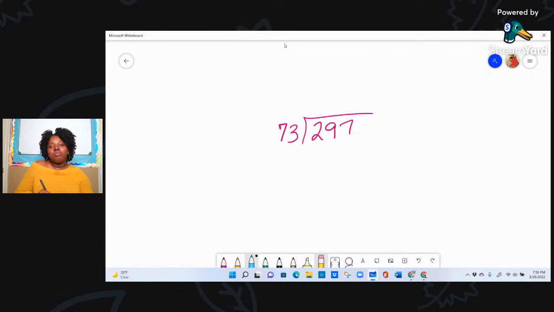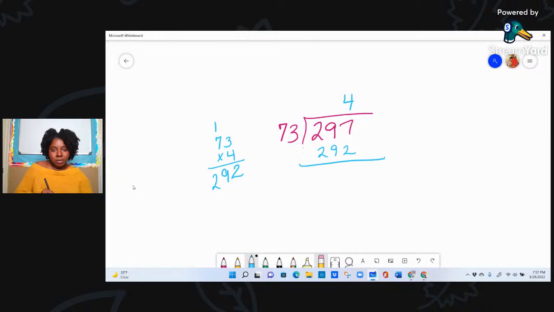Okay, so let's round it. 70 can go into 297 about 4 times, right? So if we're rounding, we'll turn that into 70. So let's start with 3. We're going to go 73 times 4. 3 times 4 is 12. Great job. 7 times 4 is 28 plus 1, 29. All right. Ooh, we are right there. So close. All right, so it's going to be a 4.